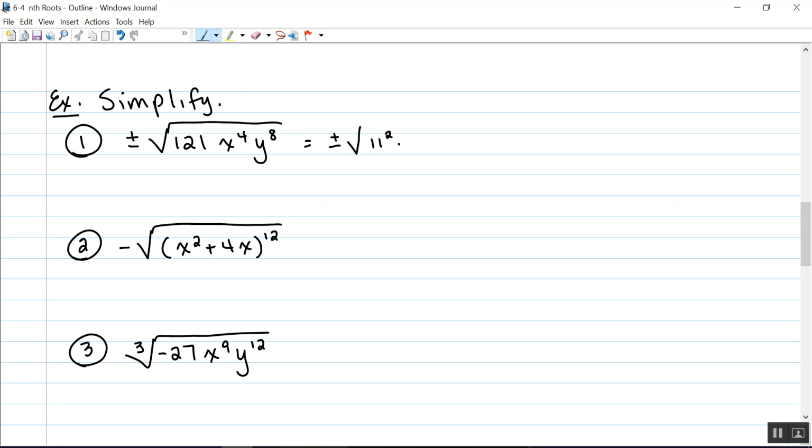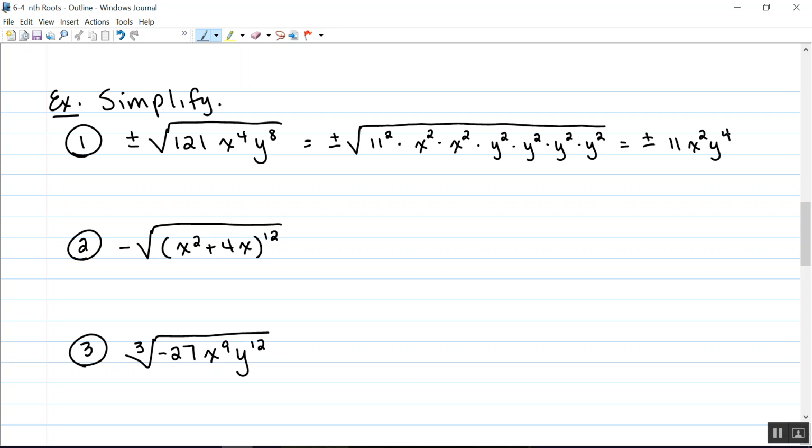So that's 11 squared. X to the 4th is actually x squared times x squared. So why am I writing these as powers of 2? Because we're taking a square root. And y to the 8th is y squared times y squared times y squared times y squared. Remember that when you're multiplying powers, you add the exponents. Okay, so simplifying that, plus or minus, this is going to turn into an 11. And then I have an x squared and an x squared, 2 of those, so that's going to give me 1 x squared. And then I have a y squared, another y squared, another y squared, and another y squared, or y to the 4th. And that's my final answer.